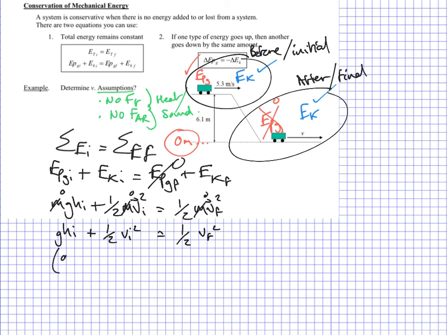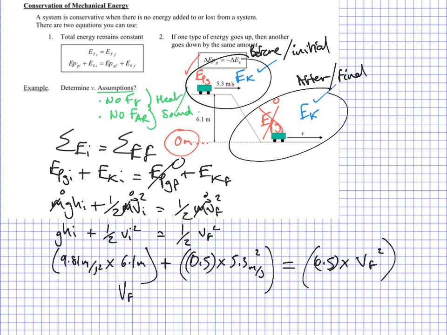And I can put my values in, so let's just do this: 9.81 meters per second squared times the height, which is 6.1 meters, plus 0.5 times the initial velocity, which is 5.3 meters per second, and that is squared. And that's all going to be equal to 0.5 times the final velocity squared, and that's what I'm trying to calculate. So the final velocity is going to be the square root of, if you do the calculations, you're going to get 73.880, keeping all the digits in my calculator, over 0.5, and that's going to give you a value of 12 meters per second.